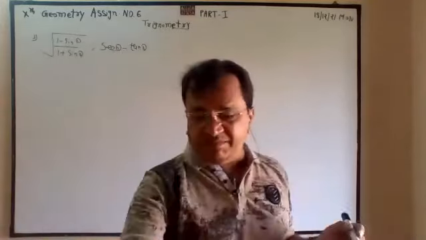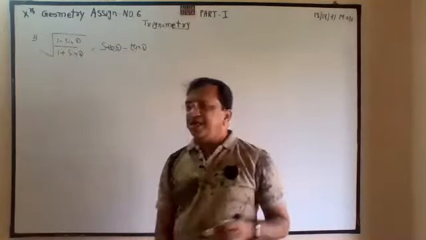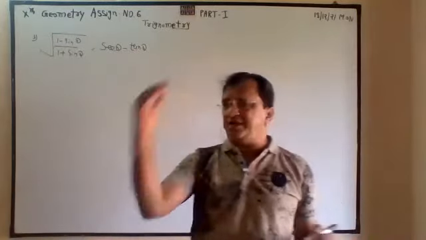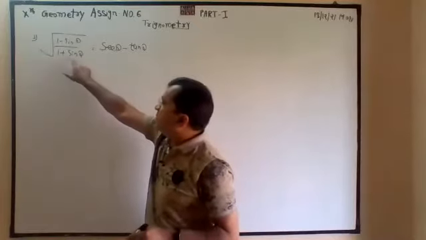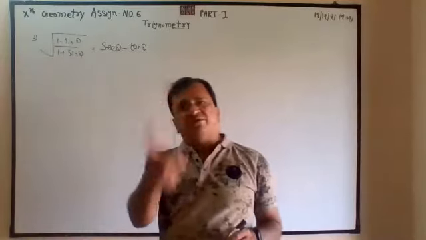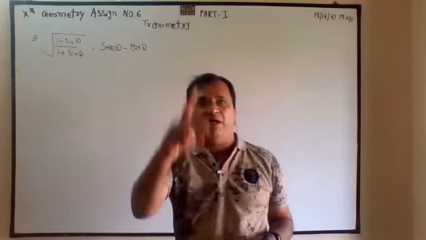Tan theta means sine by cos. Sec theta means 1 by cos. Means in numerator we want sine, denominator we want cos. So suppose here we want cos, so we have to take the conjugate pair or the opposite pair of the denominator.